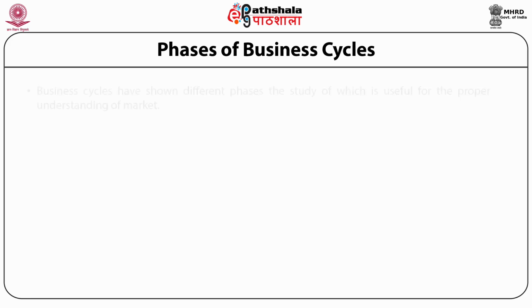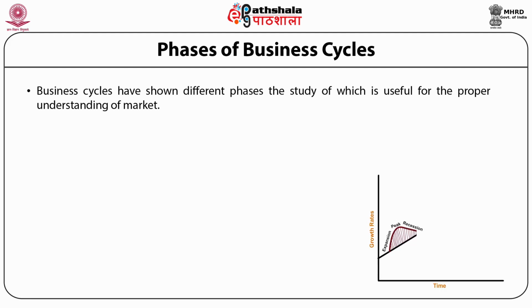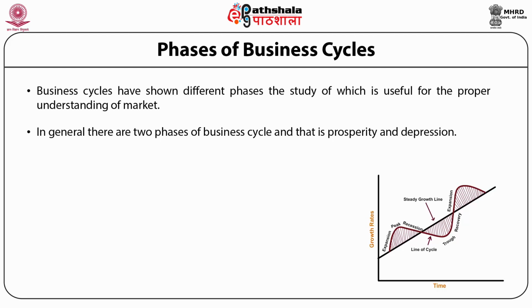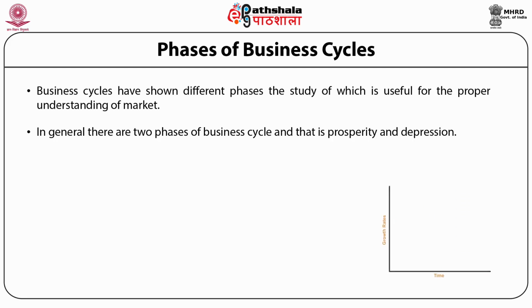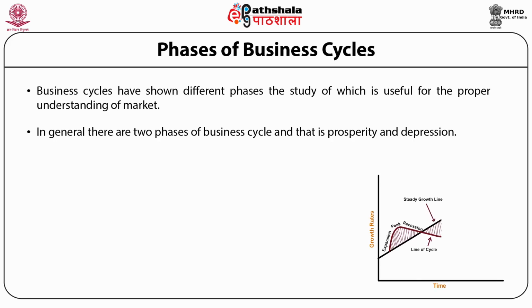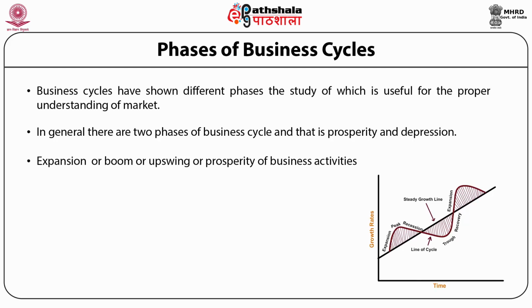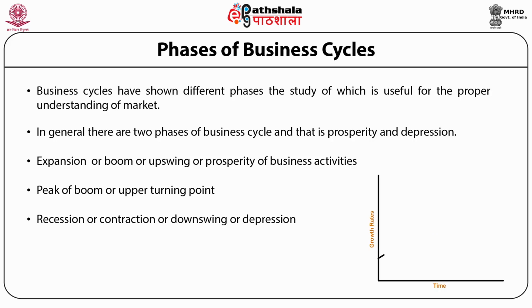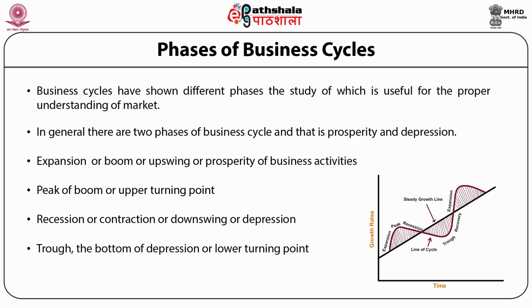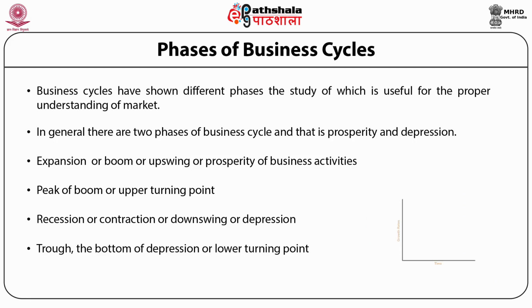Phases of business cycles. Business cycles have shown different phases, the study of which is useful for the proper understanding of market. In general, there are two phases of business cycles, and that is prosperity and depression. But there are some stages in between the two. These are expansion or boom, or upswing or prosperity of business activities, peak of boom or upper turning point, recession or contraction or downswing or depression, and the bottom of depression or lower turning point. These phases are shown in the following figure.